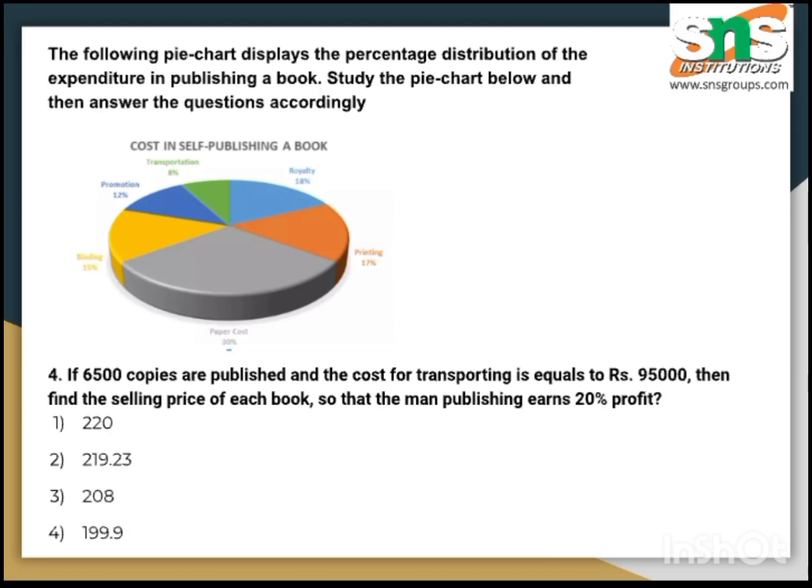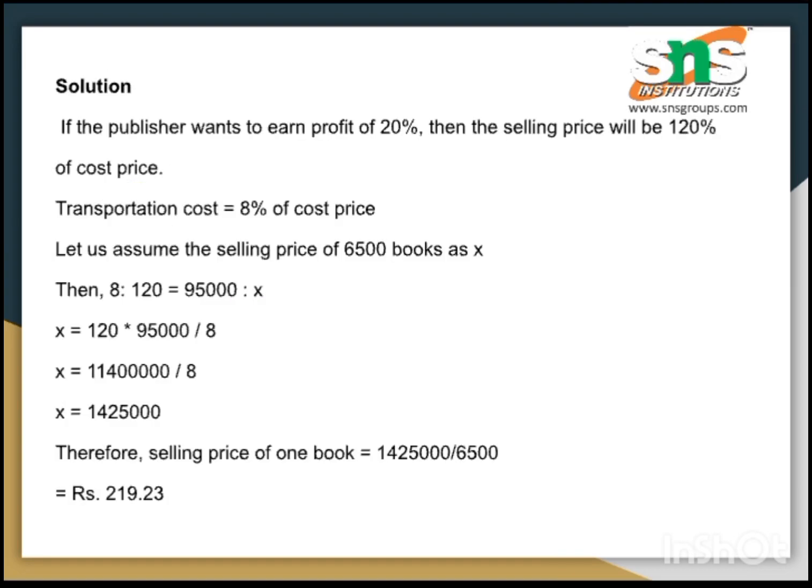Okay, we will move on to the next question. So in this question, if 6,500 copies are published and the cost of transporting is equal to 95,000, then find the selling price of each book so that the man publishing earns 20% profit. Now in this question, 20 percentage is the profit. So selling price will be 120 percentage. Transportation cost is 8 percentage of cost price. Now this will be again the same thing. 8 is to 120 is equal to 95,000 is to X. On cross multiplication, we will get the answer.